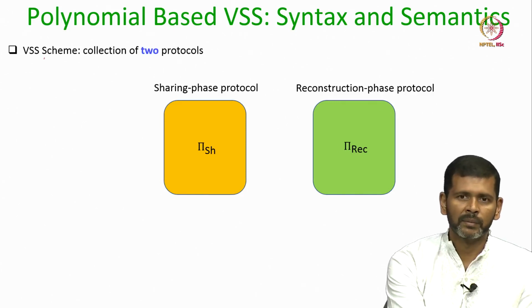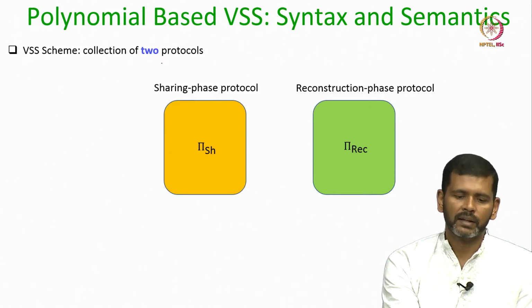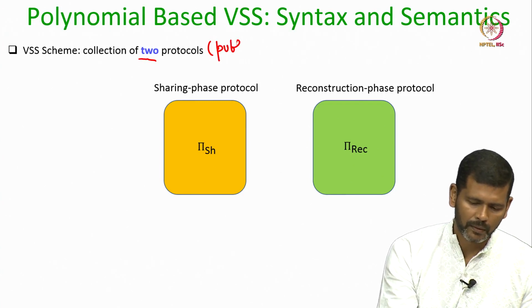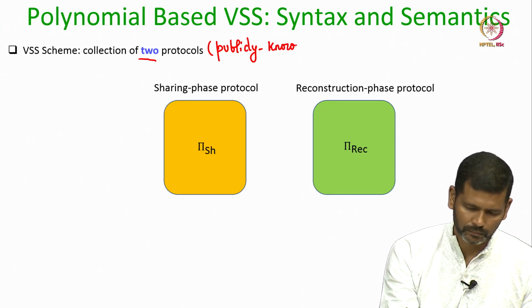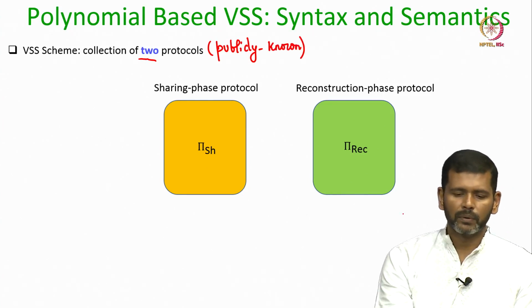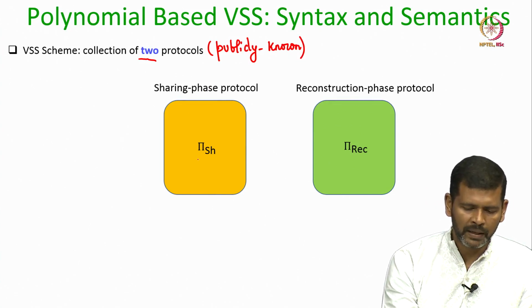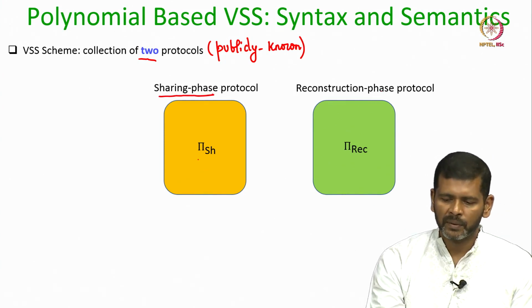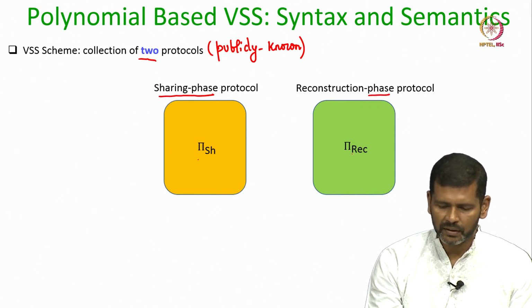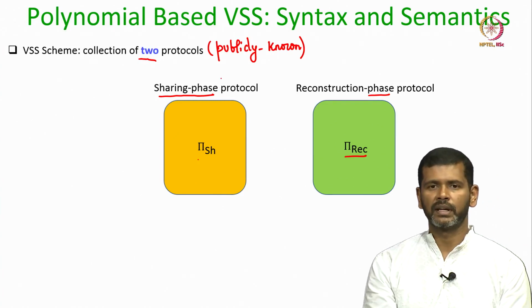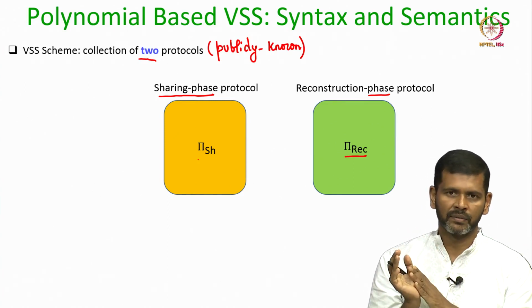When I say a polynomial based VSS scheme, it is basically a collection of two protocols. The two protocols will be publicly known, and one of the protocols will be used for sharing the secret. Let us give it the name pi sub sh. So, it is a sharing phase protocol, and the other protocol will be used for reconstructing the secret. We give it the name pi sub rec. So, there will be two phases in a VSS scheme, a sharing phase and a reconstruction phase.